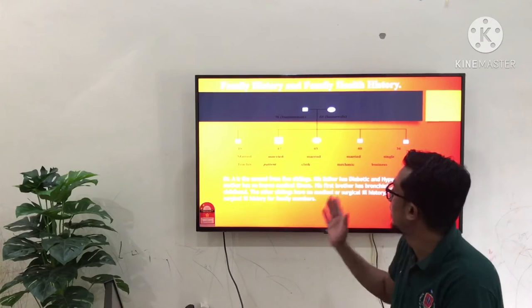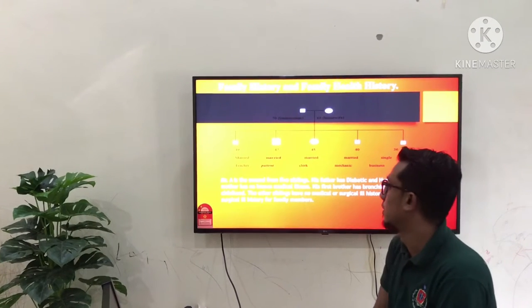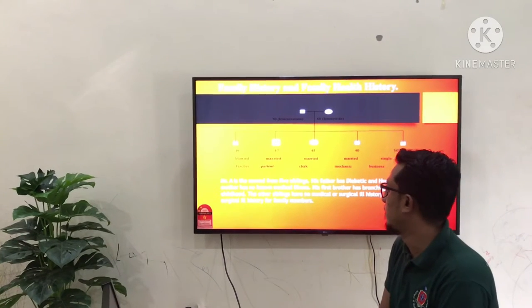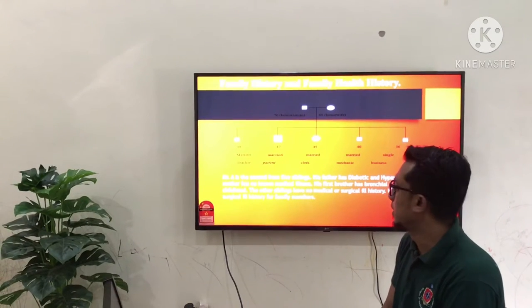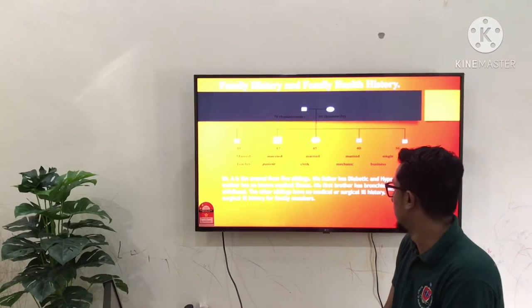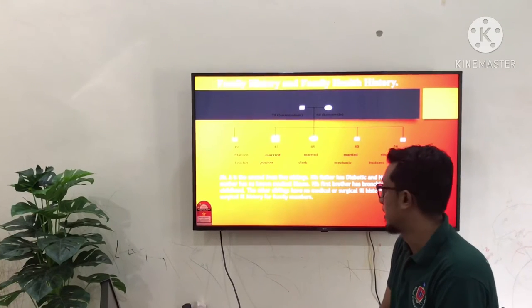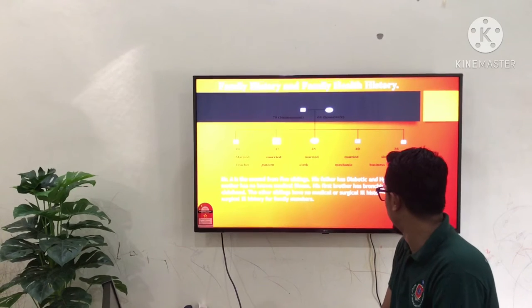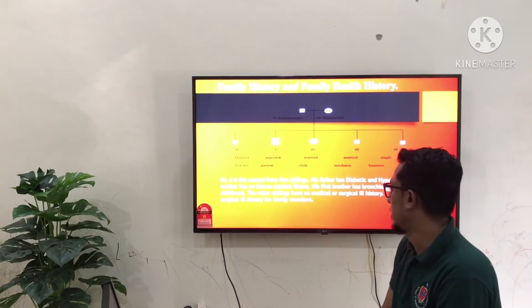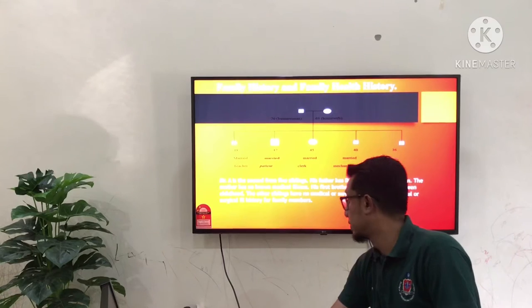Okay, this is the family history and family health history. Mr. A is the second from five siblings. His father has diabetes and hypertension. The mother has no known medical illness. His first brother has bronchial asthma since childhood. The other siblings have no medical or surgical ill history. No medical or surgical ill history for other family members.